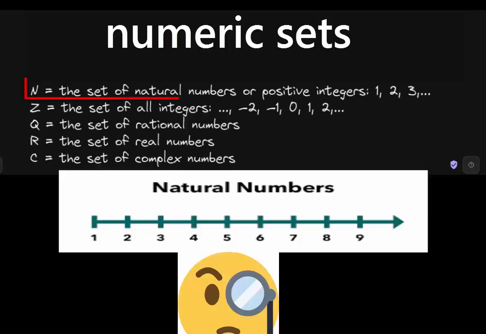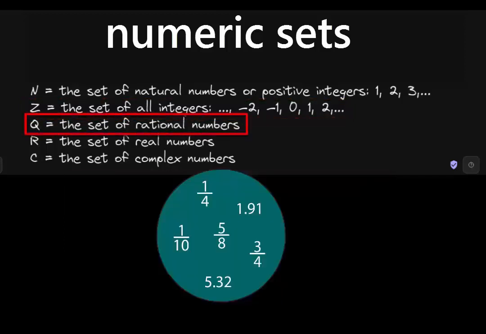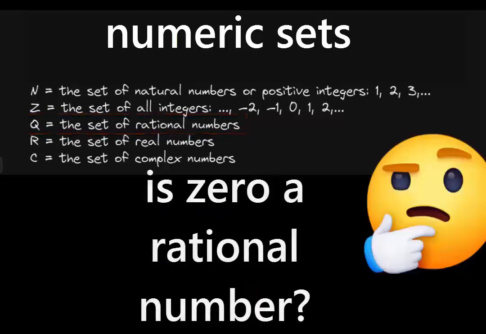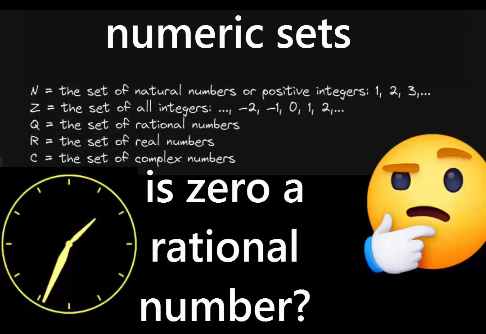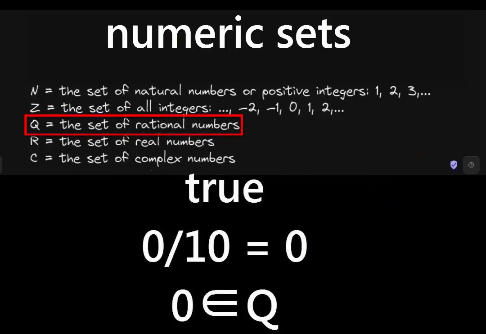Let's remember the numeric sets. The natural numbers are those that can be counted by hand, so 0 is not one of them. Integers contain positives, negatives, and 0. If a number can be expressed by a fraction between two integers, it is a rational number. So, is 0 a rational number? True or false? True. 0 can be expressed by a fraction between two integers, and that matches the condition.